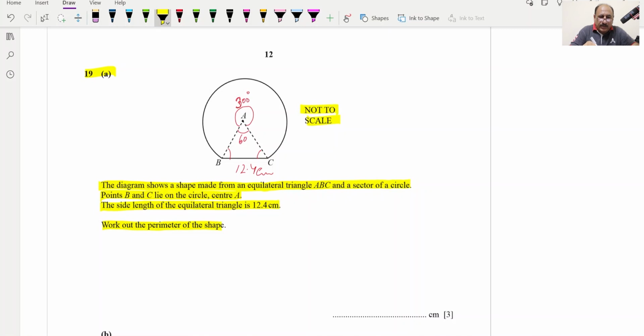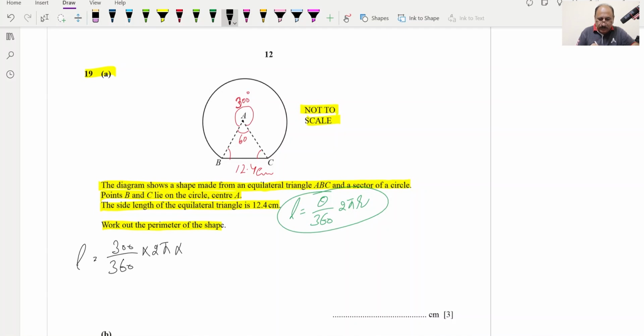So we will apply the perimeter formula, and what is the formula? L is equal to theta over 360 into 2 pi r. This is basically the formula for the arc of a sector. So we will first find the major arc length B to C, starting from here till here. So L will be equal to theta, 300 over 360, into 2 pi, and the radius is what? Radius is the same as 12.4, because one side is 12.4, this side will also be 12.4, and this side will also be 12.4.